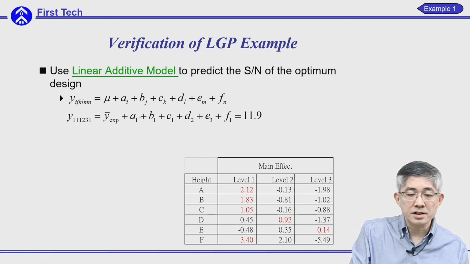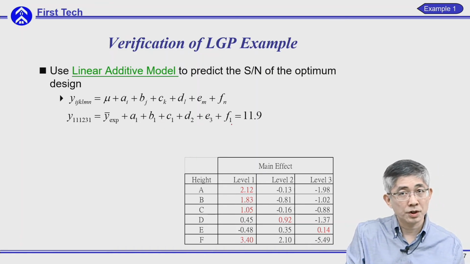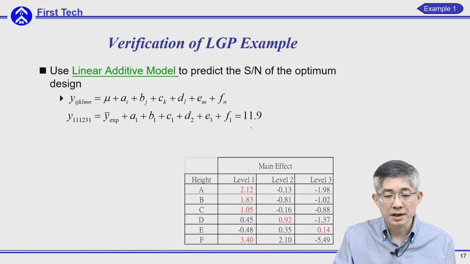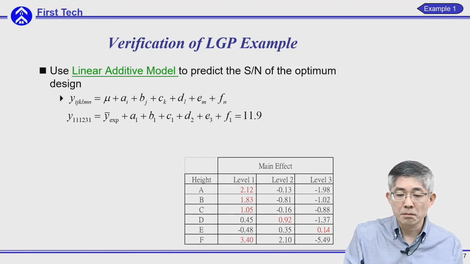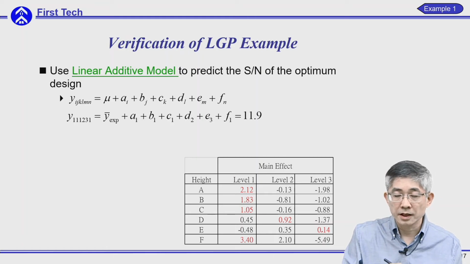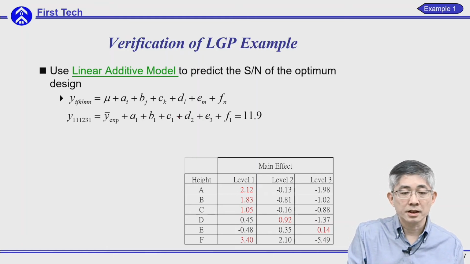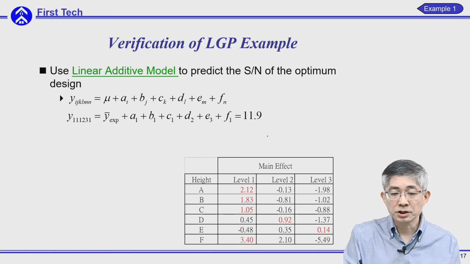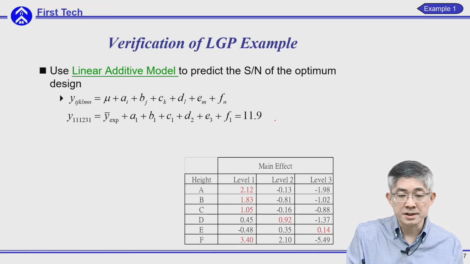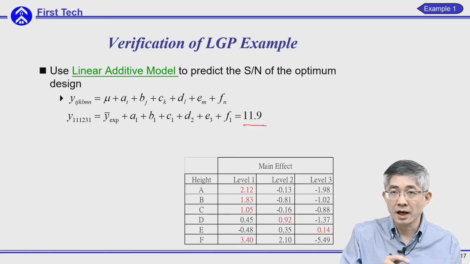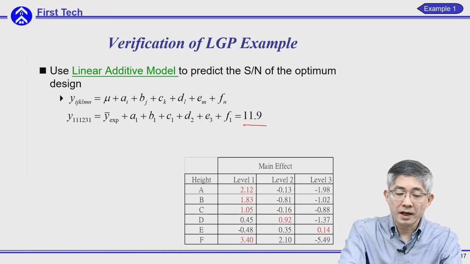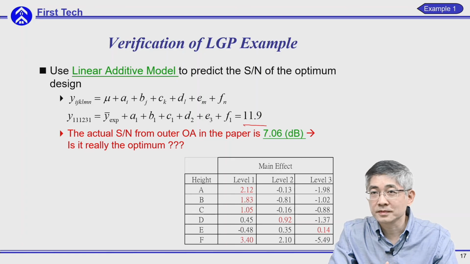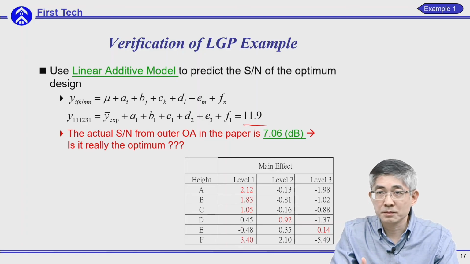The optimum design is 1, 1, 1, 2, 3, 1. This is the parameter design. And so we can select the corresponding main effects, which I marked with the red letters, plus the total average. The prediction for the optimum parameter design is 11.9, which should be the SN ratio. Let's go back to look at the data. What is the data from the experiment?